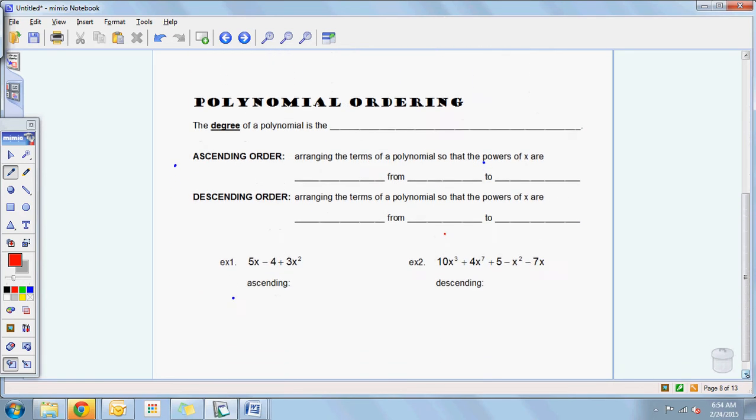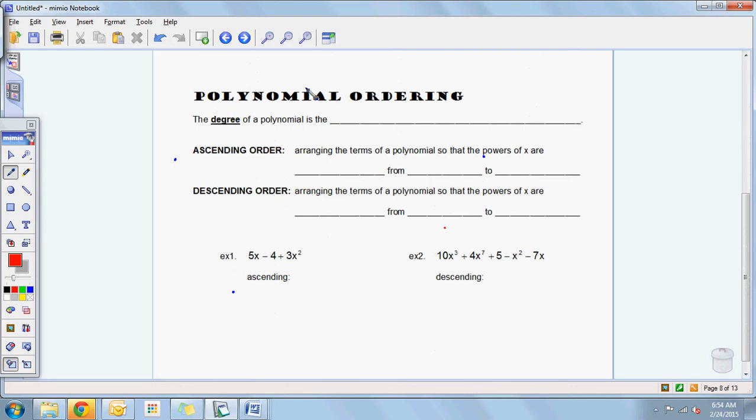So the second thing you're going to be asked to do is put these polynomials that you see in order. So one of the things you should be able to see when different polynomials are written out is the degree of the polynomial. So in order to get the degree of a polynomial, you're going to look at all of the exponents and you're going to take the biggest exponent value that you see. And that's the degree of the polynomial.